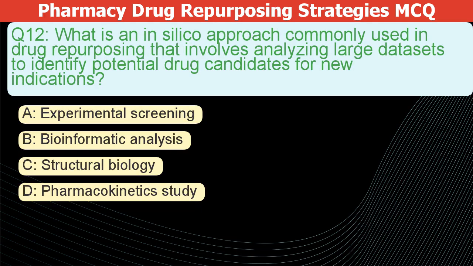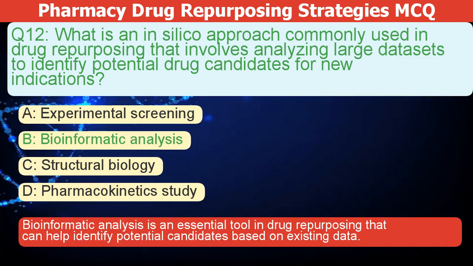What is an in silico approach commonly used in drug repurposing that involves analyzing large datasets to identify potential drug candidates for new indications? A. Experimental screening. B. Bioinformatic analysis. C. Structural biology. D. Pharmacokinetics study. The correct answer is B. Bioinformatic analysis is an essential tool in drug repurposing. It can help identify potential candidates based on existing data.